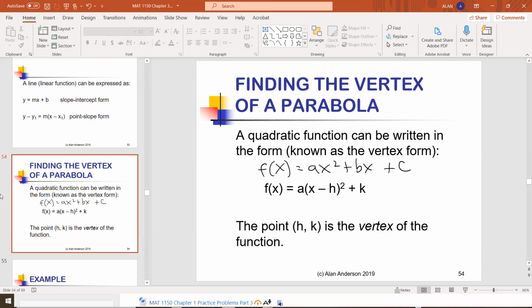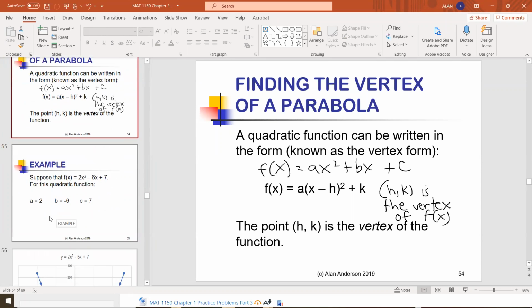But for some applications, it's more convenient to write it in the second form, where the point h comma k is the vertex of the function. I don't know if there's a separate name for this expression, but both of these actually end up meaning the same thing. So in other words, there's two different ways of expressing it. For some applications, this actually proves to be more convenient. So we want to familiarize ourselves with this new way of expressing quadratic functions.